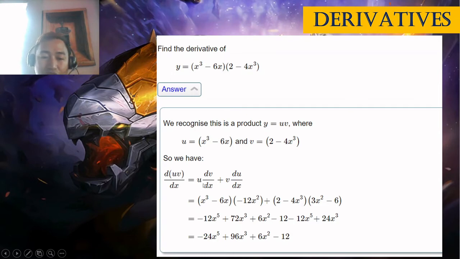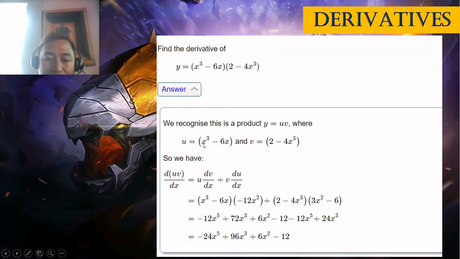Okay? It is equal to u, which is our f of x, times dv over dx, which is our g prime of x, the derivative of v with respect to x. Plus v, which is our g of x, times du over dx, which is our f prime of x. So that is the other way of writing it, class. Don't get confused.